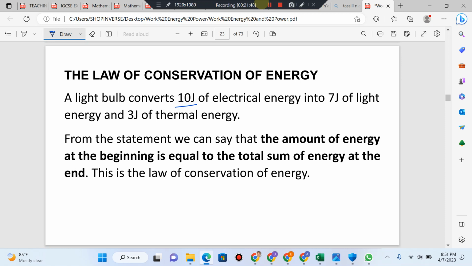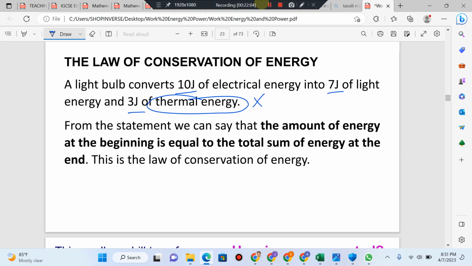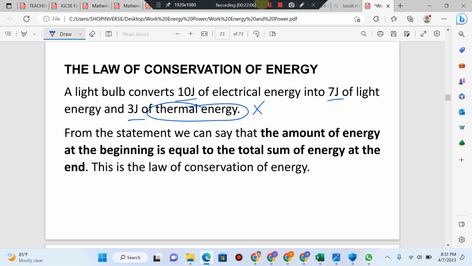Take this example, for instance: a light bulb converts 10 joules of electrical energy into 7 joules of light energy and 3 joules of thermal energy. Take note that the thermal energy is the wasted energy. So from this statement, we can say that the amount of energy at the beginning is equal to the total sum of energy at the end.